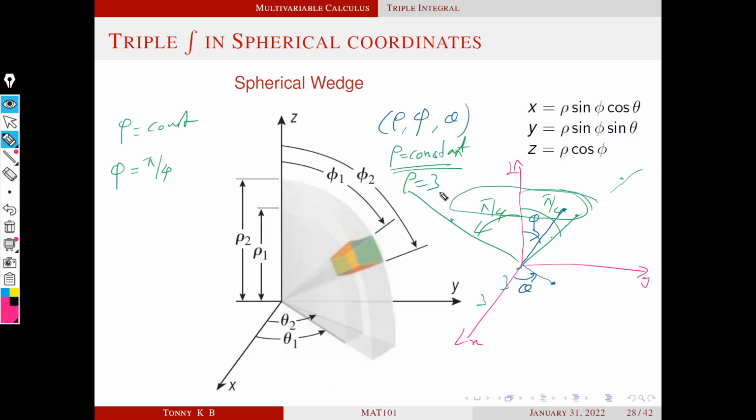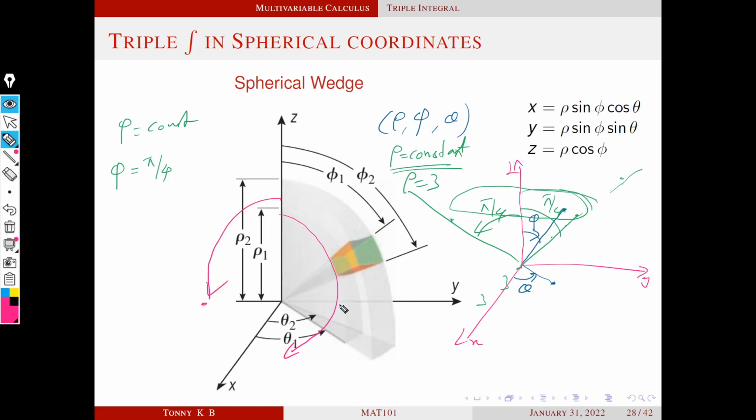And one more thing, what is the range of this phi? Phi is the angle measured from the positive z-axis to that point. So the angle is maximum like this, up to here. Suppose the point is here, then we measure like this.